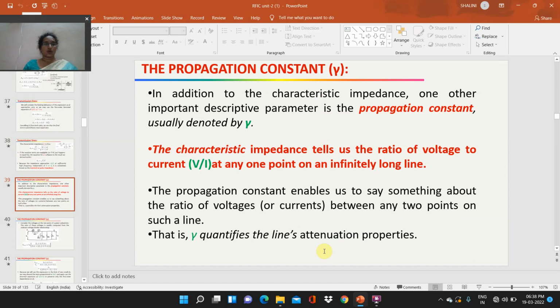Next, the propagation constant. In addition to the characteristic impedance, one other important descriptive parameter is the propagation constant, usually denoted by gamma. The characteristic impedance tells us the ratio of voltage to current at any point on an infinitely long line. But the propagation constant enables us to say something about the ratio of voltages between any two points on such a line. That is, gamma quantifies the line's attenuation property.